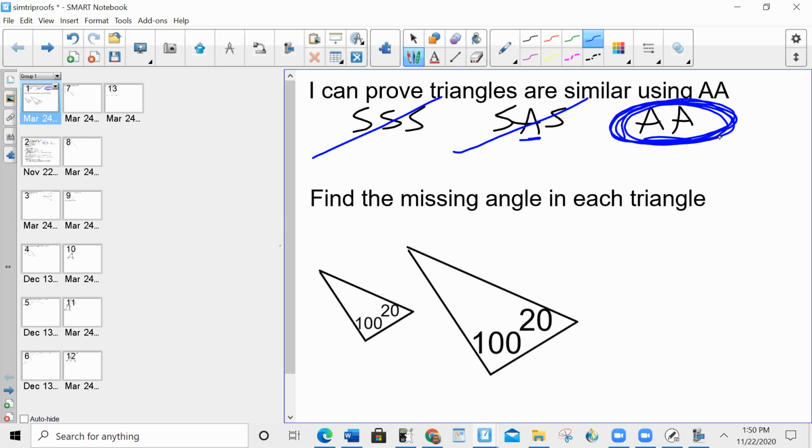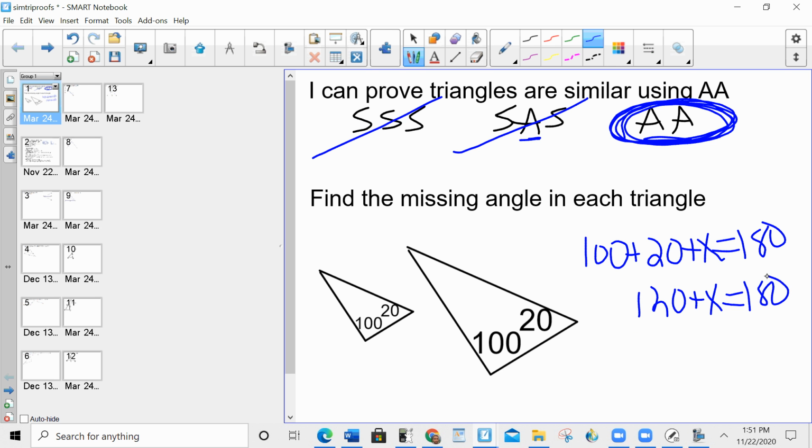And just again to show you why angles prove triangles are similar, if two angles are the same, and the angles of a triangle add to 180, and I do 120 plus 20 plus x equals 180, and I solve it, I'm going to get 60. And if I do the same thing for this one, again, it's going to be 60. So basically what I'm trying to tell you here is, if two angles of the triangle are the same, then the third one must be the same.